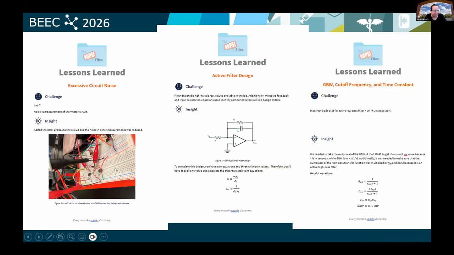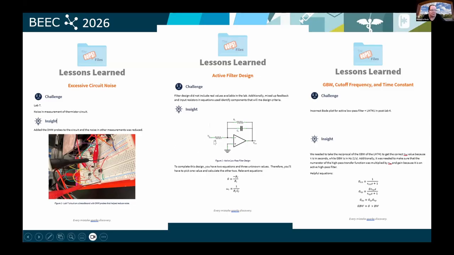And then, just as an example, in my last couple seconds here, these are 3 of the ones that came in, and the resulting poster version that I put on the wall in the lab. I had one where they were talking about noise in the circuit, and just by adding the DMM, even if they weren't directly measuring DC voltage, it helped reduce the noise in the circuit.